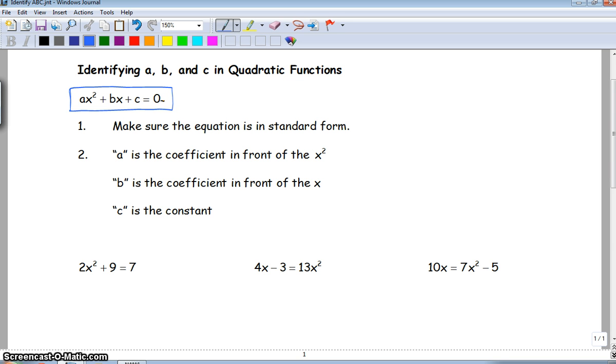Your a is always the coefficient in front of the x squared, b is always the coefficient in front of the x, and c is going to be the constant at the end.